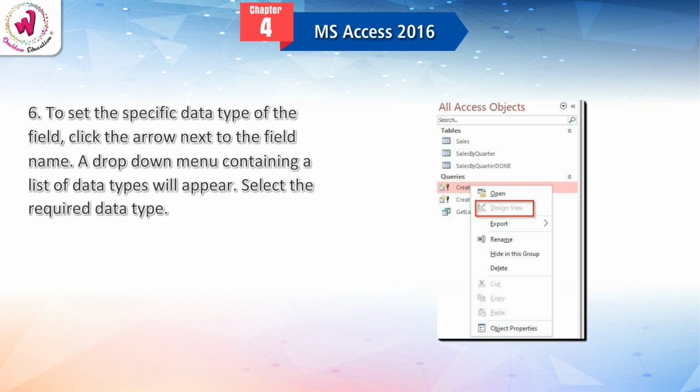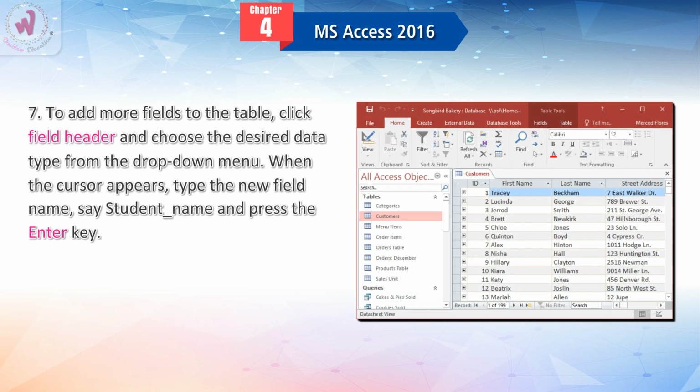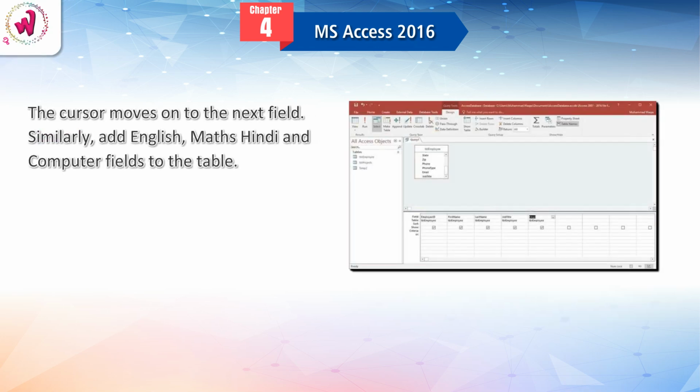5. To set the specific data type of the field, click the arrow next to the field name. A drop-down menu containing a list of data types will appear. Select the required data type. 6. To add more fields to the table, click Field Header and choose the desired data type from the drop-down menu. When the cursor appears, type the new field name, say Student Name, and press the Enter key. The cursor moves on to the next field. Similarly, add English, Maths, Hindi, and Computer fields to the table.